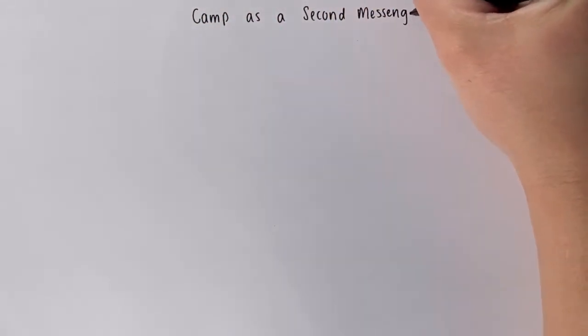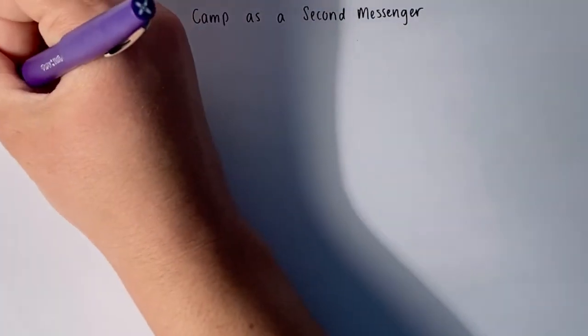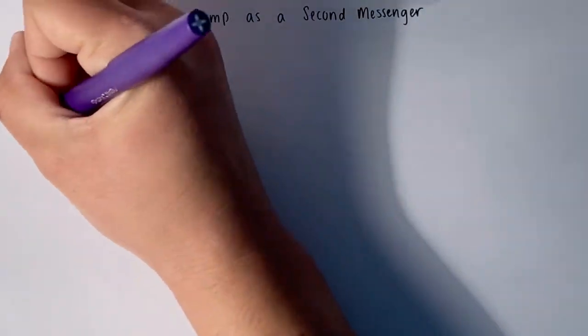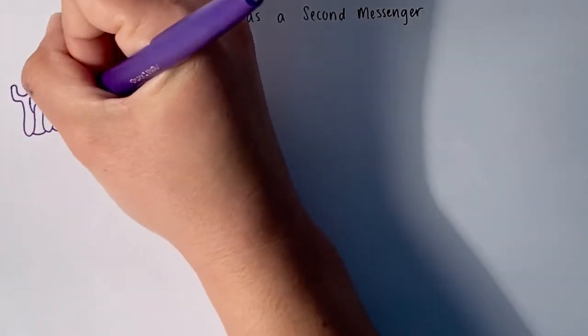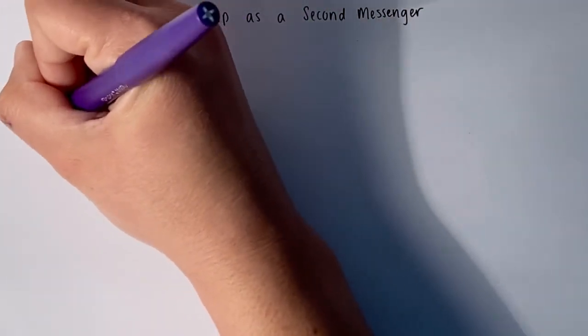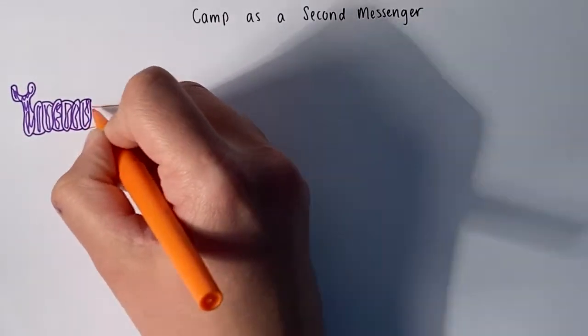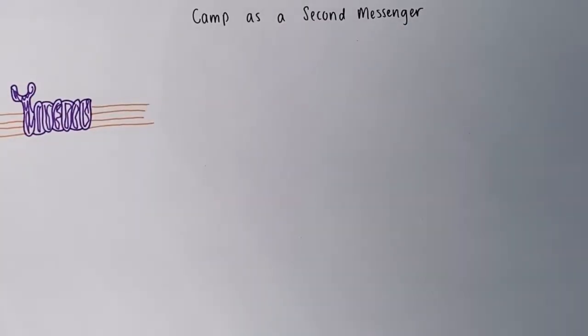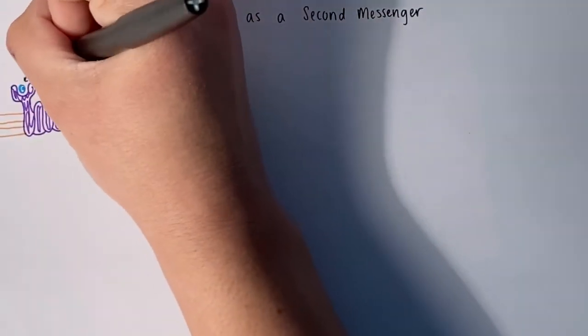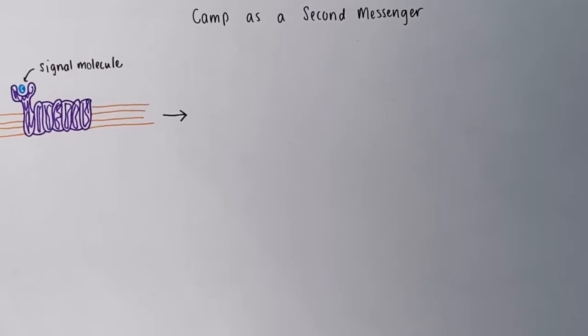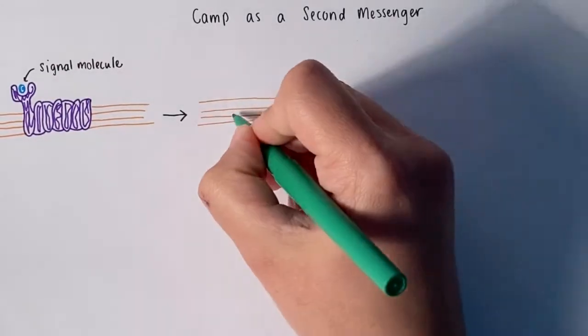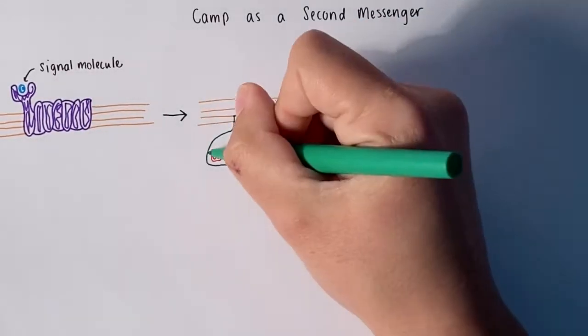cAMP is a small molecule that is involved with G proteins and activation of certain enzymes. cAMP is known as a second messenger. This means it carries messages into the cell but does not carry any information itself. So we start off with a GPCR that has been activated by a signal molecule, resulting in the change in shape of the G protein that is bound to GTP.